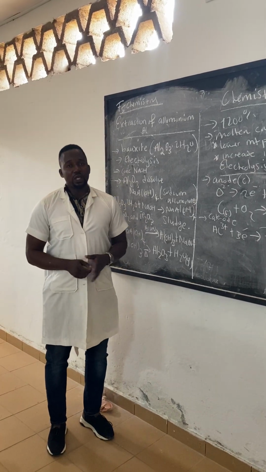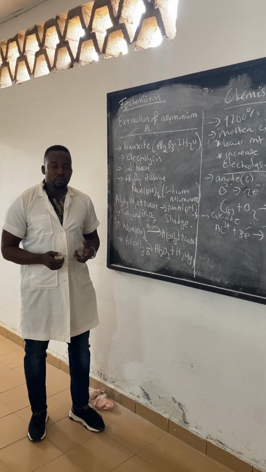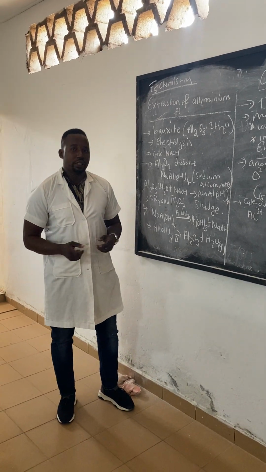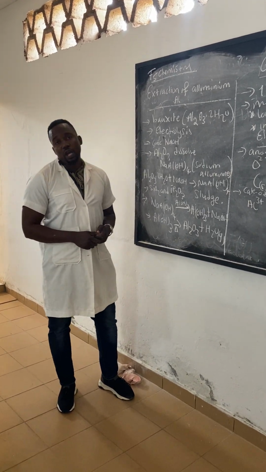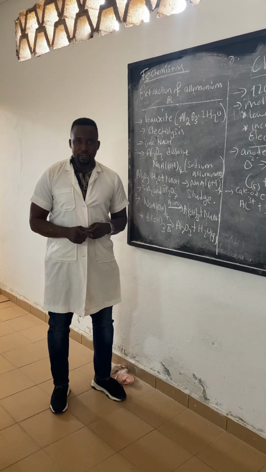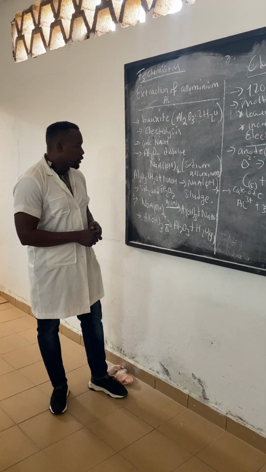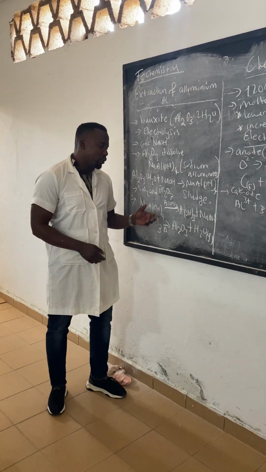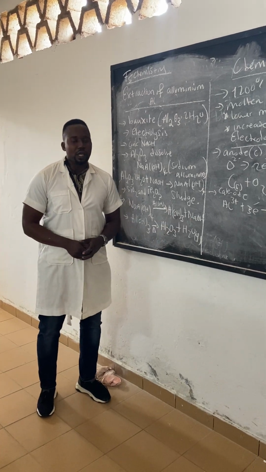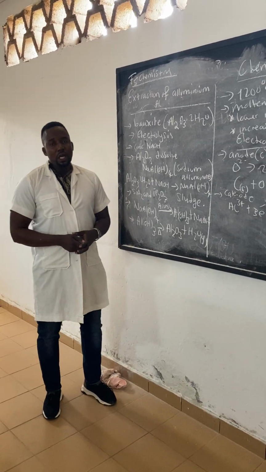Some past questions related to what we have just done, they will mostly ask you: give the name of the ore from which aluminium is extracted. The answer is bauxite. By what method is aluminium extracted from bauxite? Answer is electrolysis. Give 2 impurities found in bauxite. We have silicon 4 oxide and iron 3 oxide. What happens to the sodium hydroxide produced at this level? It is recycled back for further purification of bauxite.